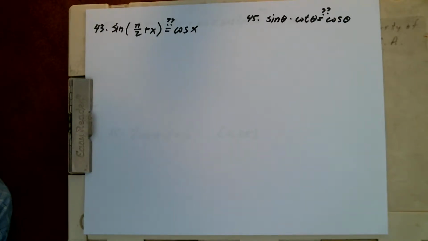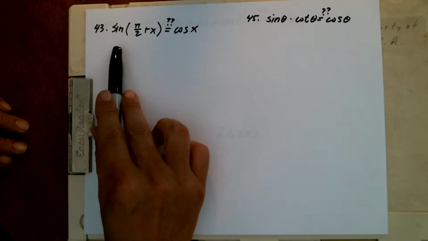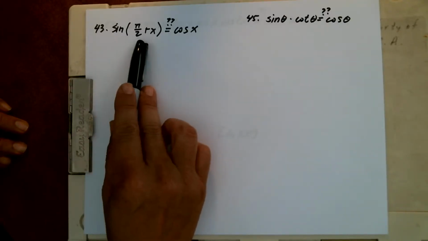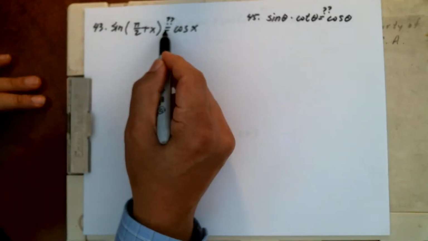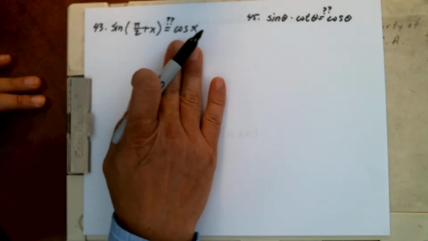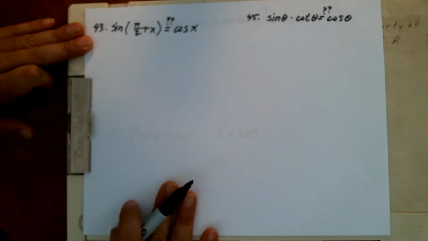Hi. So here's some problems from the book that the students gave me. It says that sine of pi over 2 plus x, does it equal cosine of x? It's a little bit difficult to prove. So here's what we're going to do on this.